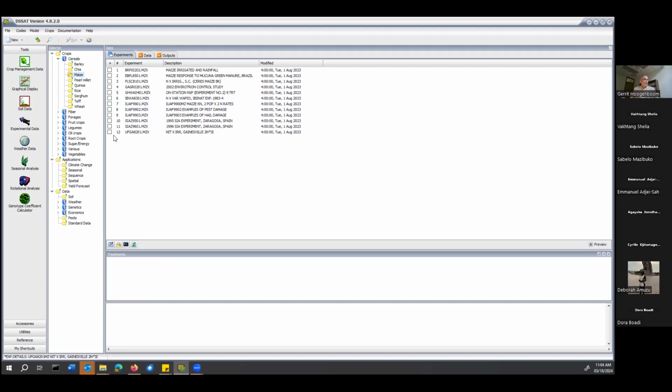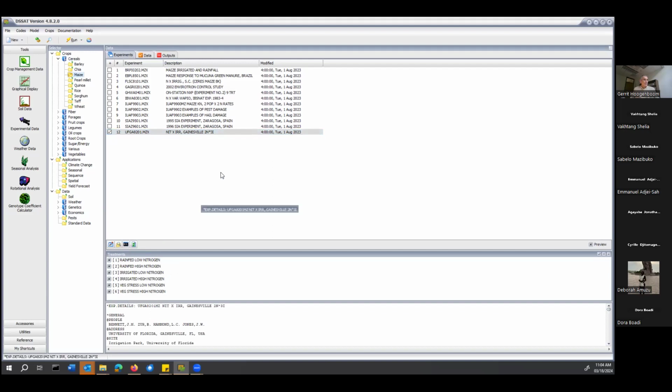As an example, I want to show you the maize model. If I click on UFGA8201.MZX, you see here on the panel below 6 treatments. This was an experiment conducted at the University of Florida. UF is University of Florida, GA stands for Gainesville. Then we have the number 82. We use a 2-digit year convention here, so this is actually 1982. I realize again, this is old. It's a very good data set.